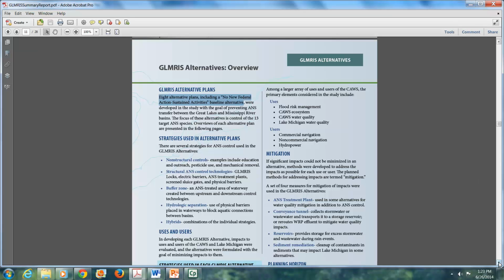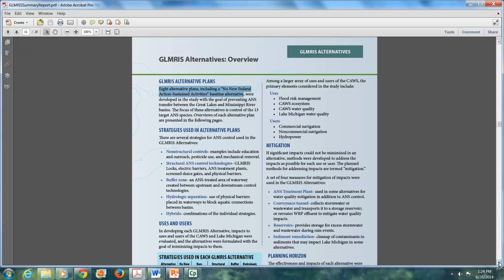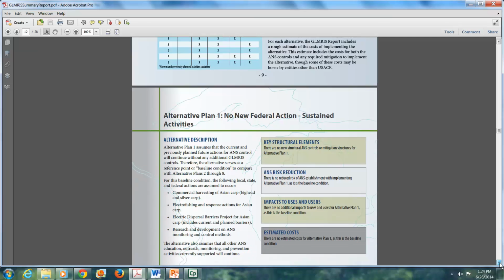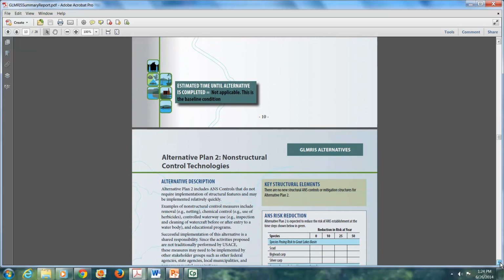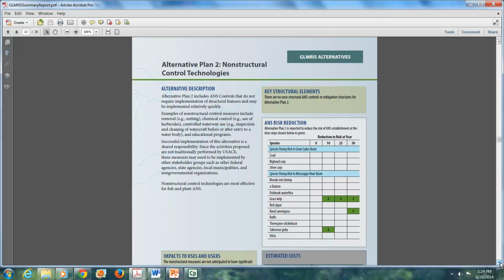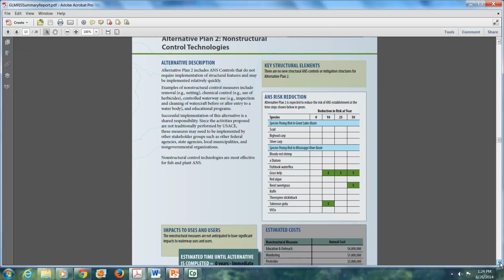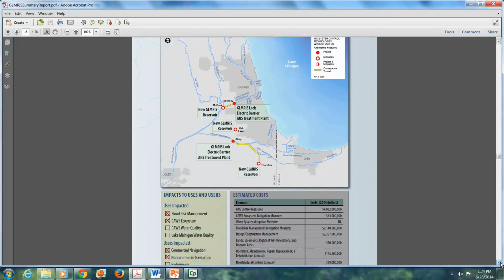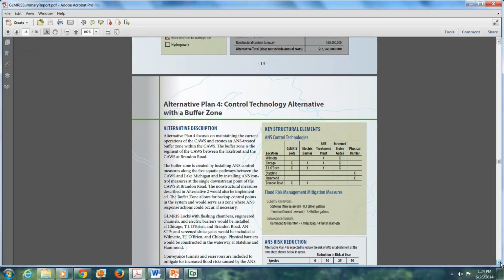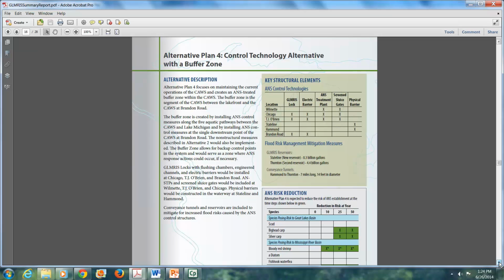So if you read the report, they will give you background on the strategies they used in their alternative plans and a great deal of detail here. We're going to scroll on down to where they begin to describe plans. This is the do nothing plan, and so you'll see an alternative description there. If we continue, here's plan 2, which would be nothing but non-structural control technologies. There's a description there. Very descriptive and helpful tables. And let's see, we will scroll down to plan 4, control technology alternative with a buffer zone. You'll get an alternative description here.